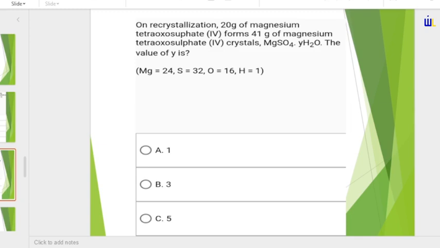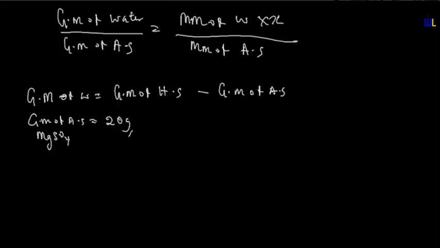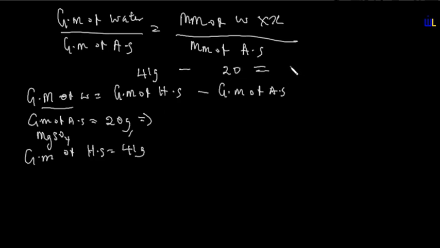So let's put it down. If we put that down, the given mass of hydrated salt is going to be equal to 41 grams. Now remember that if you are looking for the given mass of water, you will take the hydrated salt, which is 41, minus the anhydrous salt, which is 20. That means the given mass of water will be 21 grams. Is this clear?